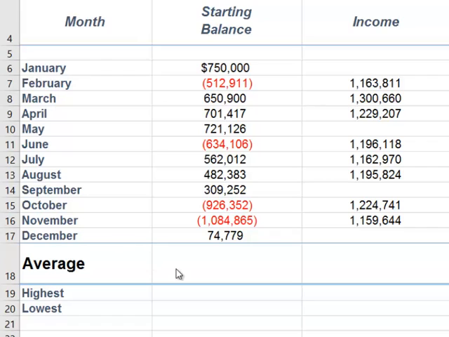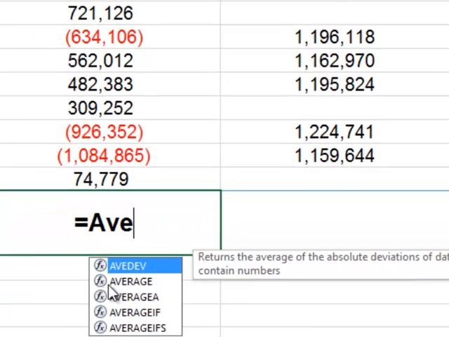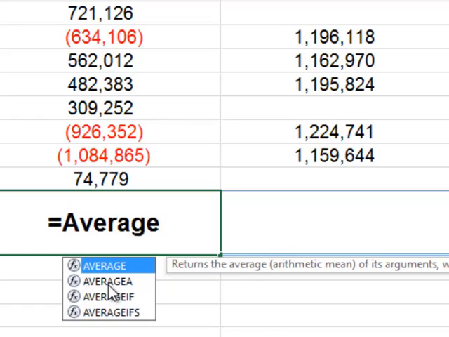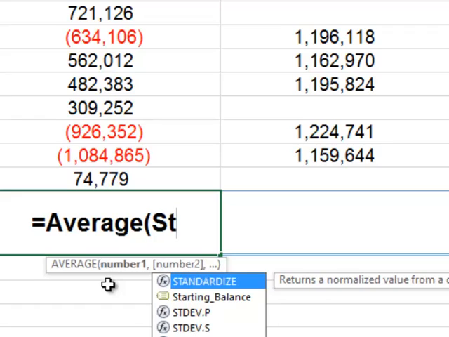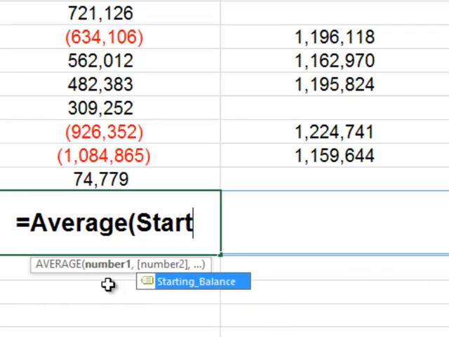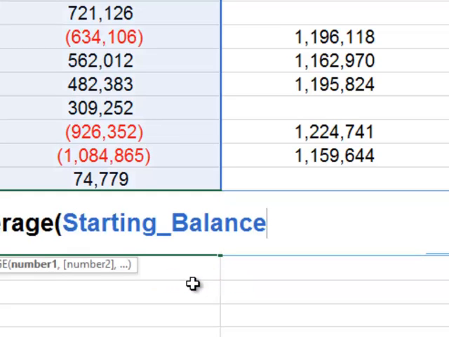Remember, the summary section appears at the bottom of a spreadsheet or at the top, but it basically ties, well, not basically, it does, it ties all the information together. So in summary, this is what we learned. Okay, so the average of our starting balance, this is what we learned.